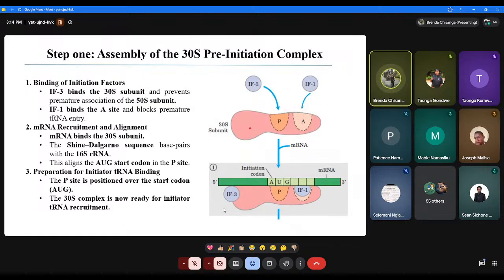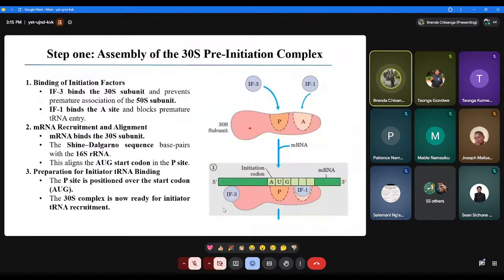At this point, I want us to go to the first step of forming the 30S ribosomal pre-initiation complex. Okay, 30S: the S is a Svedberg unit. We know this is the smaller subunit of the ribosome, so the S does not mean small. That's a unit of sedimentation.